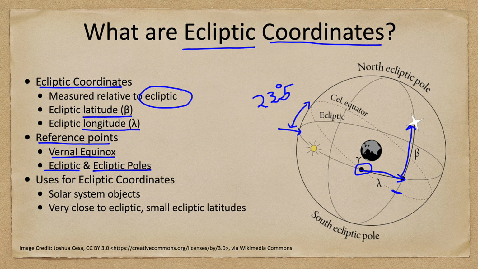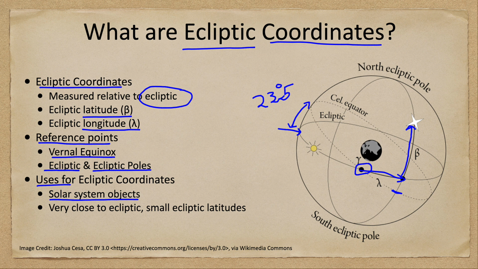Now, were the Earth not tilted, then ecliptic coordinates would be exactly the same as the equatorial coordinates that we looked at previously. Now, what are the uses for ecliptic coordinates? Well, one primary use would be using solar system objects, because this is the path of the sun and our solar system is relatively flat.